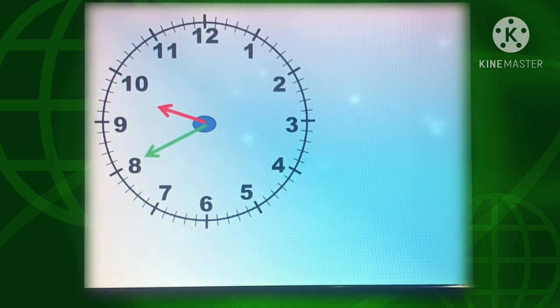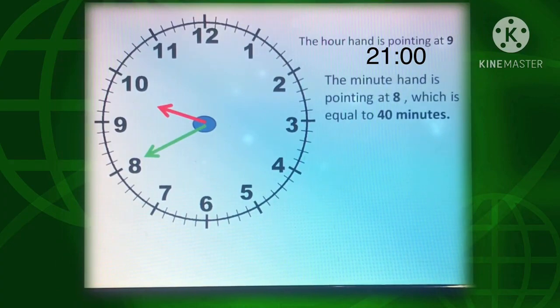Next, we have here a clock for the afternoon, evening, or night time. So the hour hand is pointing at 9 or in between 9 and 10. So still it is 9 hours, or we have here the 21 hours.